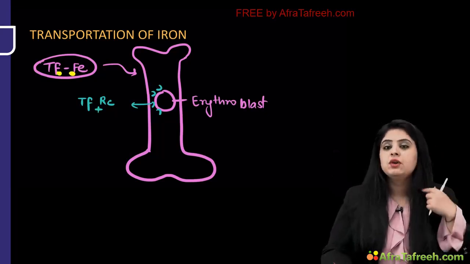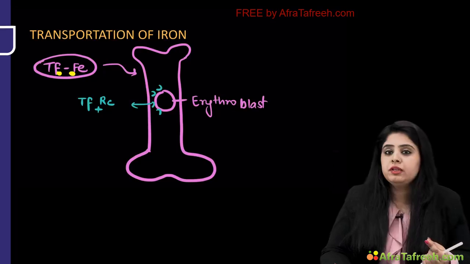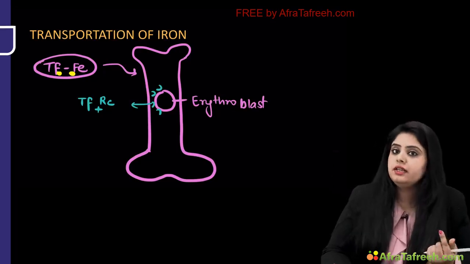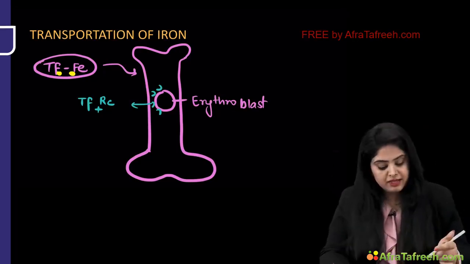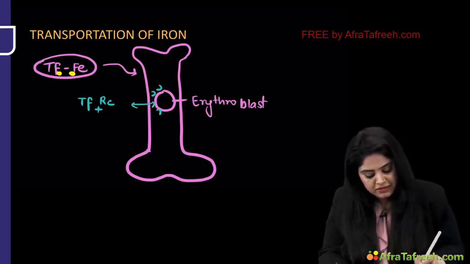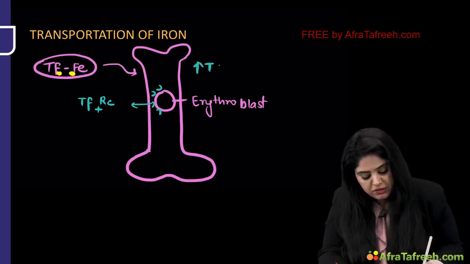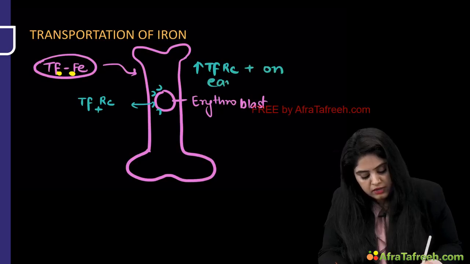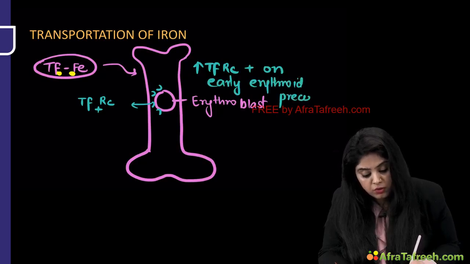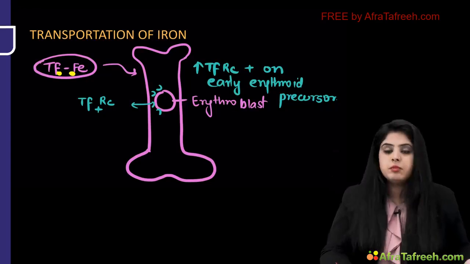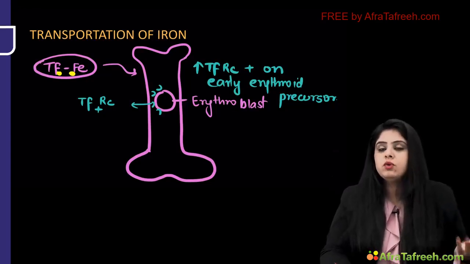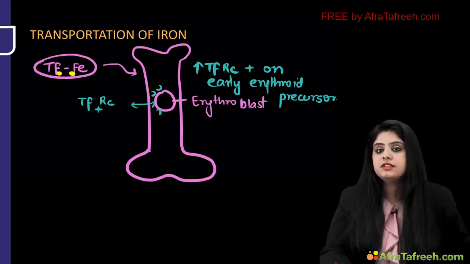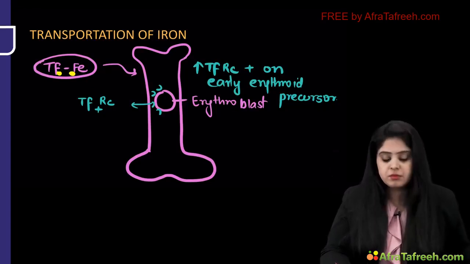So there are a lot of transferrin receptors. Tell me, who needs more hemoglobin to start the production? The early blasts or the late blasts? There are increased transferrin receptors present on the early erythroid precursors, because in early stages you need more hemoglobin production. More hemoglobin production means you will need more transferrin, more iron, more receptors. So in the early stages of the blasts, the transferrin receptors are more.